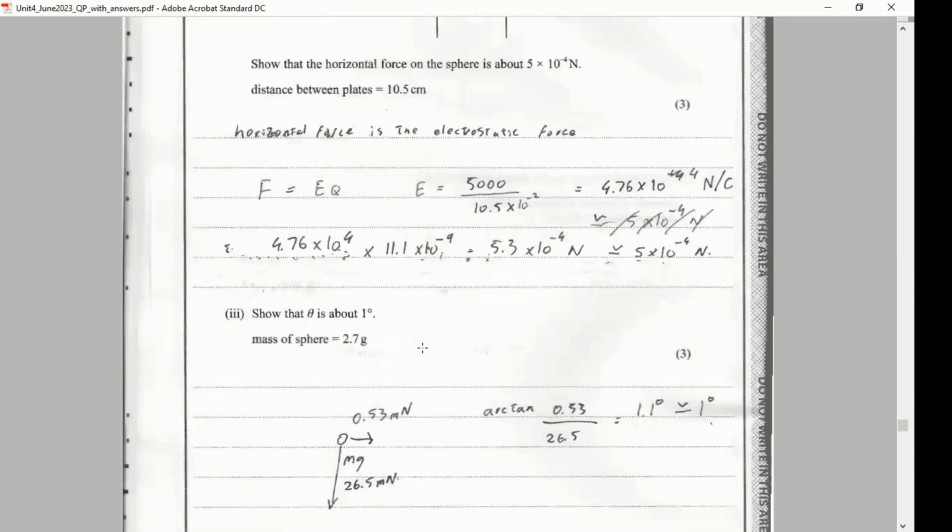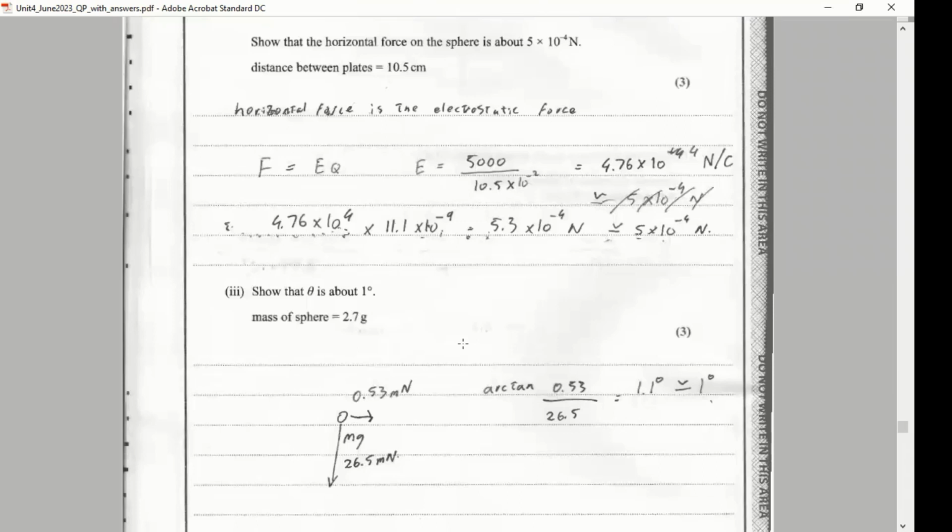B(iii), show that theta is about 1 degree. So again, you don't need to overthink this. You don't need to draw the tension and think about angles. It's very straightforward. What you've got to do is draw a little free body diagram, have the weight going down, calculate the weight. I'm turning it into millinewtons to make it easier. The weight is 26.5 millinewtons, and the force acting sideways, which we just worked out, is 0.53 millinewtons. And then all you need to do is arctan it. And if you arctan 0.53 over 26.5, you get about 1.1 degrees. That's it.